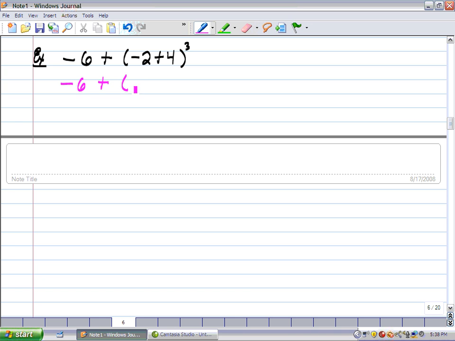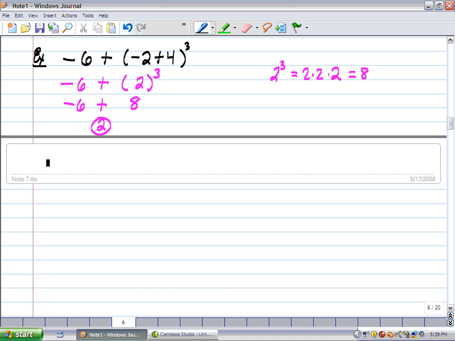Negative 2 plus 4 is 2. So we need to do 2 to the third power. Because now we have an addition and an exponent left. So exponent is higher. What is 2 to the third power? Well, over here on my scratch paper, if I can't remember what 2 to the third is, I can work it out. 2 times 2 is 4, and 4 times 2 is 8. And now I have the addition left. Negative 6 plus 8 is 2.